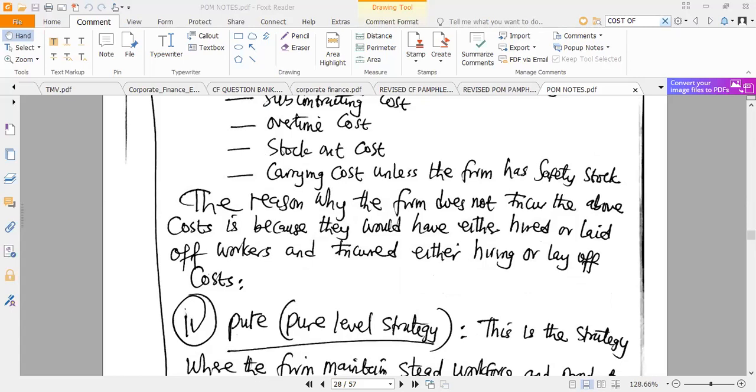Now, getting down to the other strategy, because there are only two strategies that we actually need to look at. The most important thing is for students to understand the theoretical part before getting into the calculation, because you have to know which cost goes to which strategy in aggregate planning. So we're getting now to the pure level strategy.